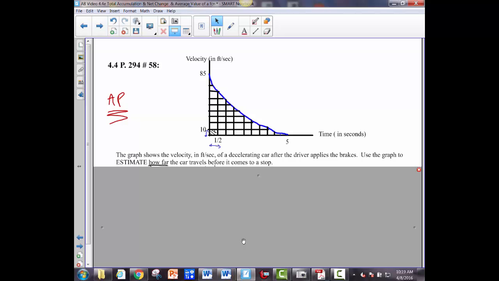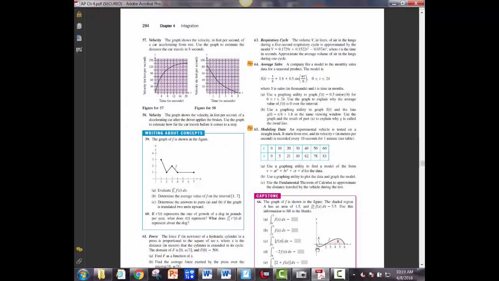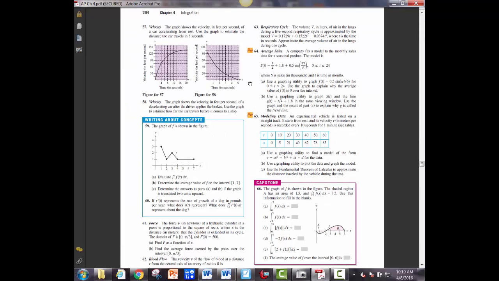If you look at page 294, number 58, which is right here. So here's the graph. It says the graph shows the velocity in feet per second of a decelerating car after the driver applies the brake. So obviously he was going very fast. Is this in miles per, oh, feet per second. I was going to say he's going 85 miles an hour. Hopefully not on a major street, but it's 85 feet per second.